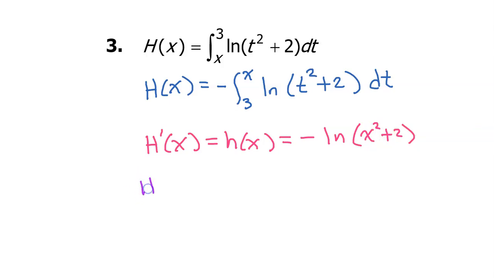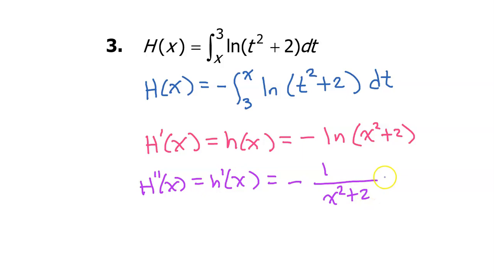The second derivative will equal h prime. So we just need to find the derivative of this. The negative sign remains. We know the derivative of natural log u is 1 over u times u prime. Got to do the chain rule. So I am multiplying by 2x, but I will put this in the numerator. So there you go.